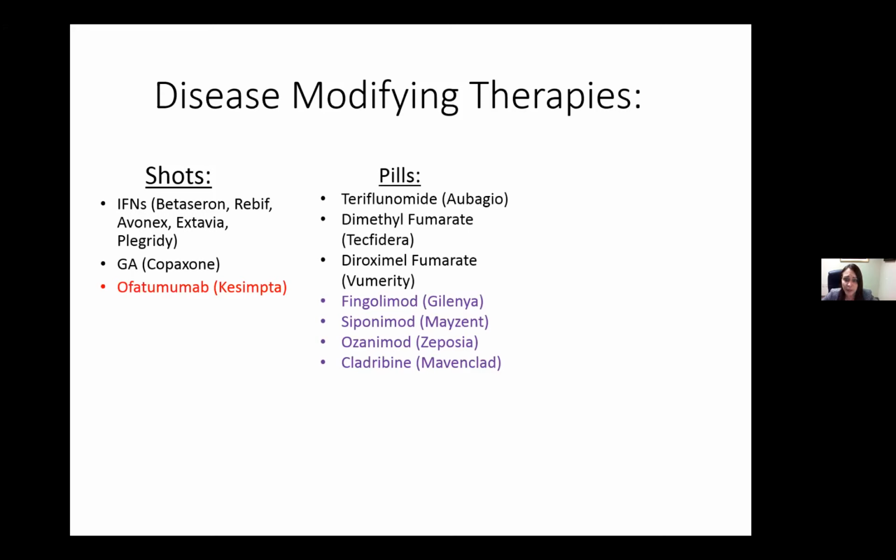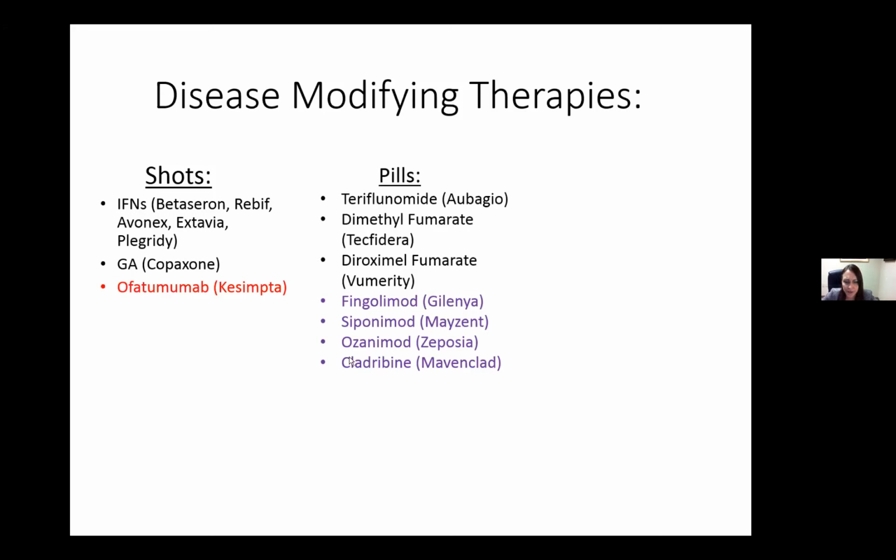There are quite a few pills, as you can see, out there. We've had a couple new ones approved just in the last few years. And I won't go through all of them. Teriflunomide or Aubagio, dimethyl fumarate, and diroximel fumarate are some of the medications that are a little bit less effective, but tend to be a little bit safer in terms of infection risks.